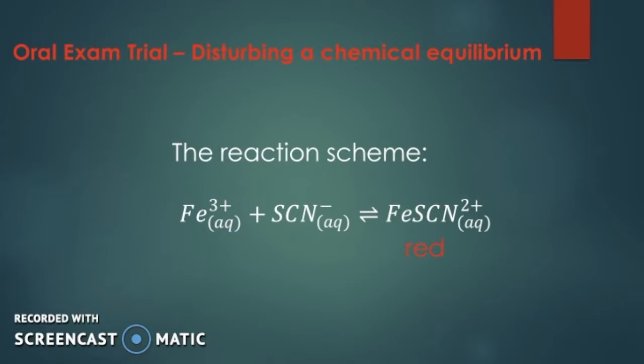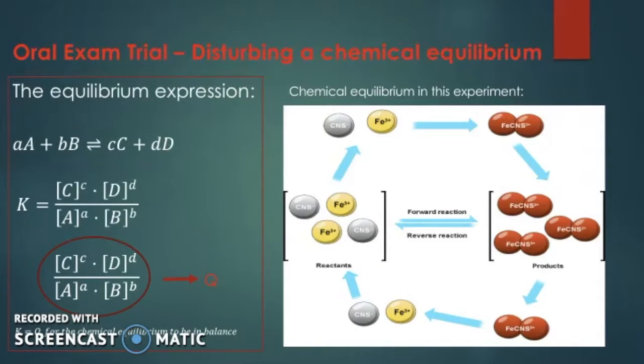And now I'm going to explain chemical equilibrium. What is chemical equilibrium? Chemical equilibrium is when there is a forward reaction and a reverse reaction. There is a balance between these two reactions, meaning that the reaction rates of the forward and the reverse reactions are equal. This balance can be described by the equilibrium expression.